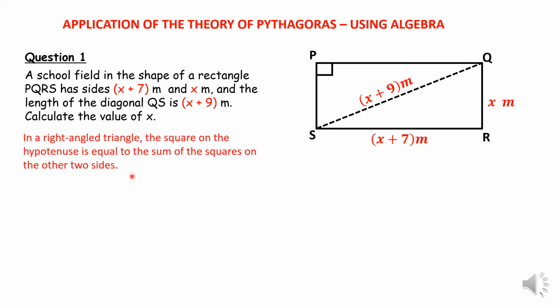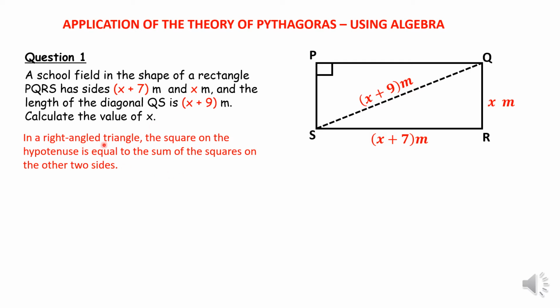So the rule of thumb here is that we are going to use Pythagoras because we are supposed to find the value of x, and the only way we can do this is by using the three sides that we are given. Once you are given the three sides of any right angle triangle, then you can use the theory of Pythagoras to find that missing or unknown variable.